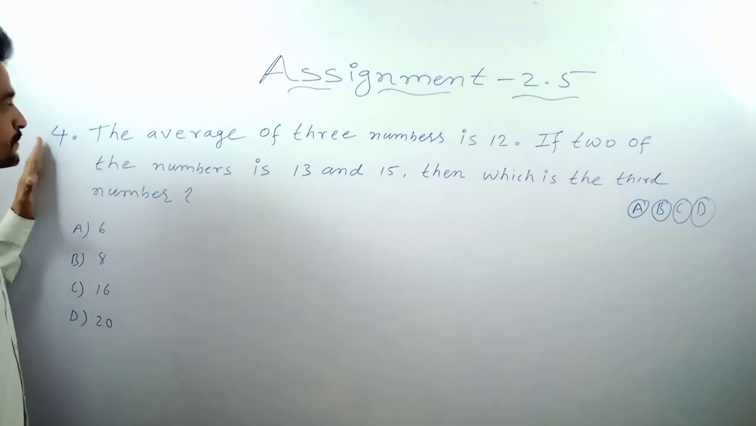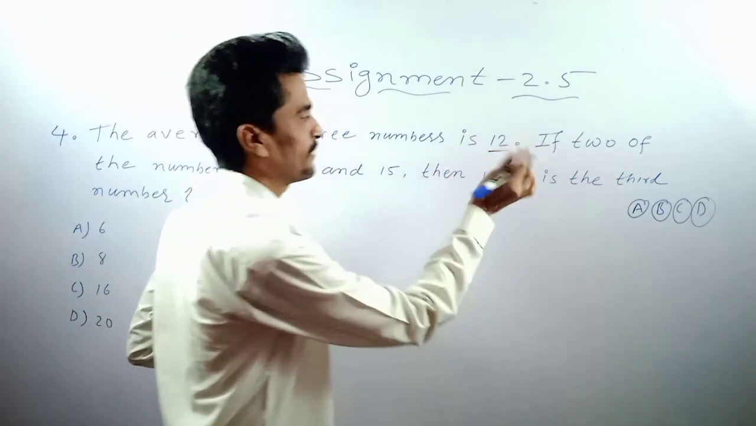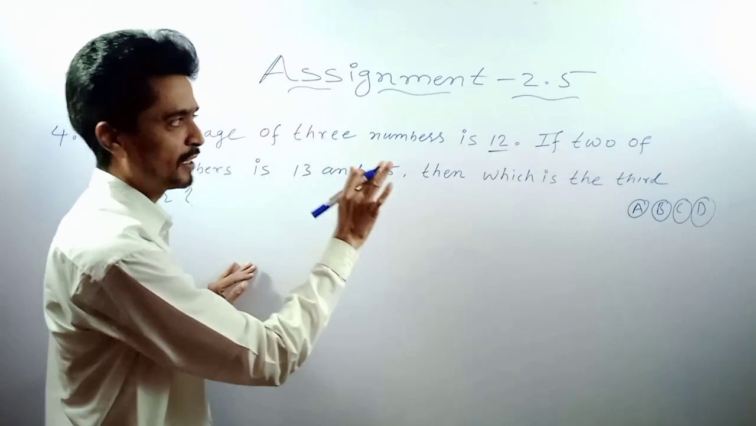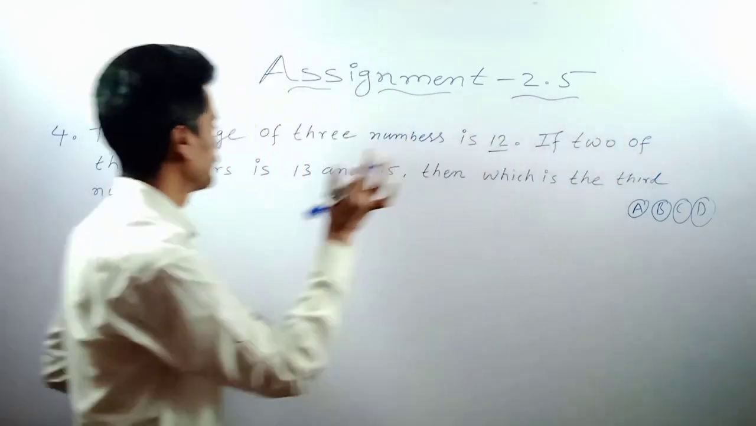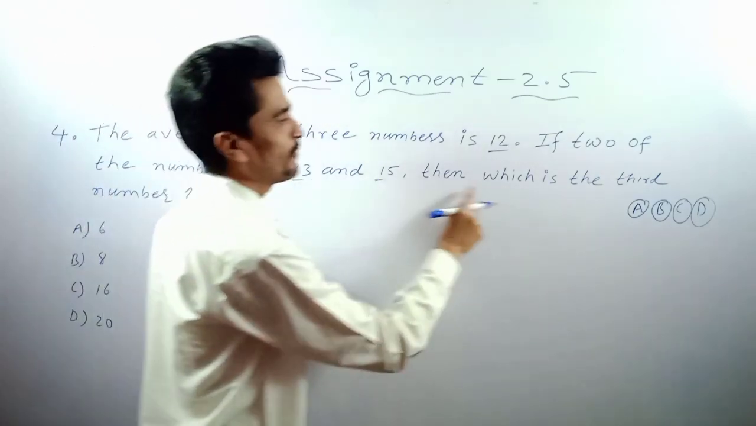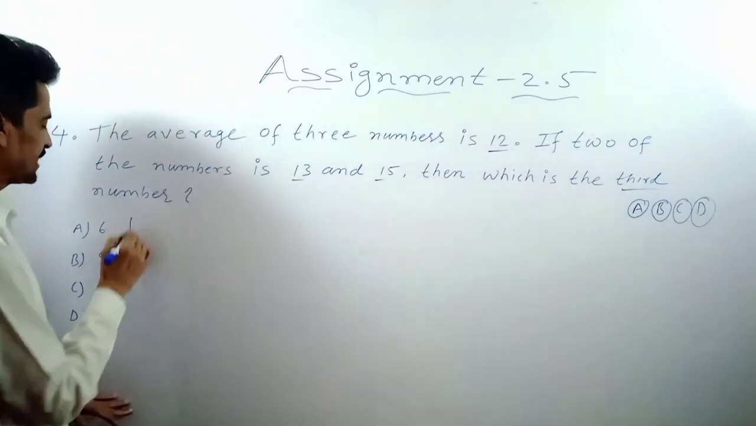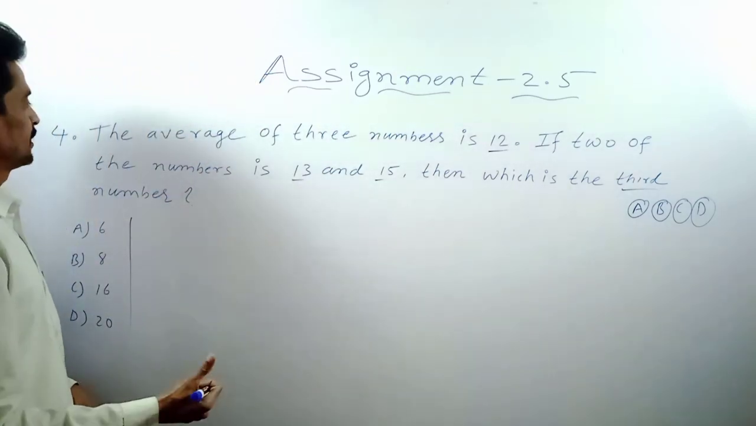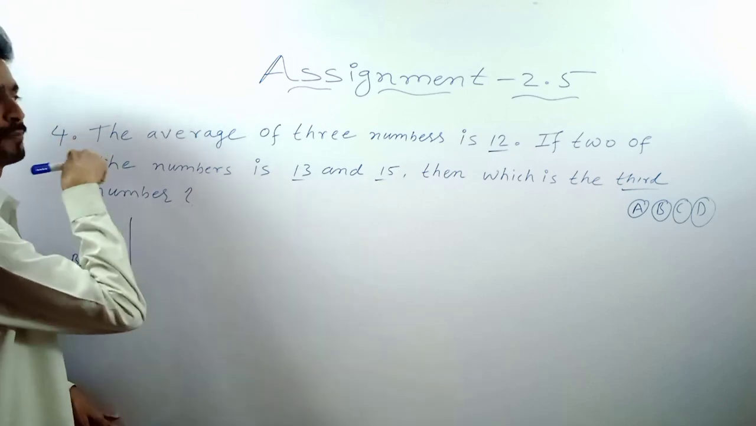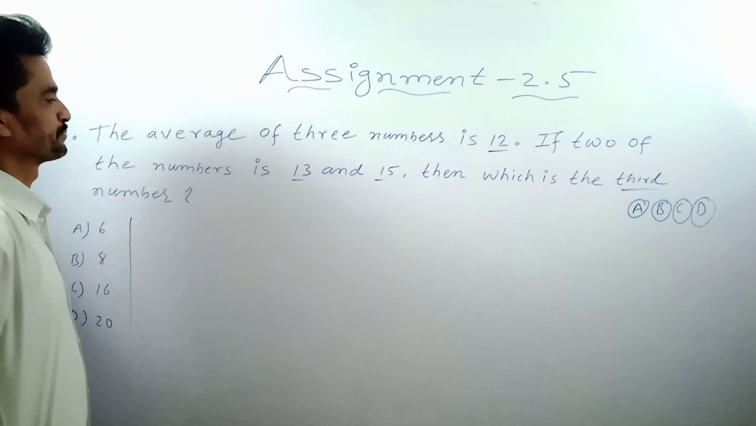Fourth problem. The average of three numbers is 12. Average of three numbers is given as 12. If two of the numbers are 13 and 15, then what is the third number? Same as the third problem, which we have recently solved.